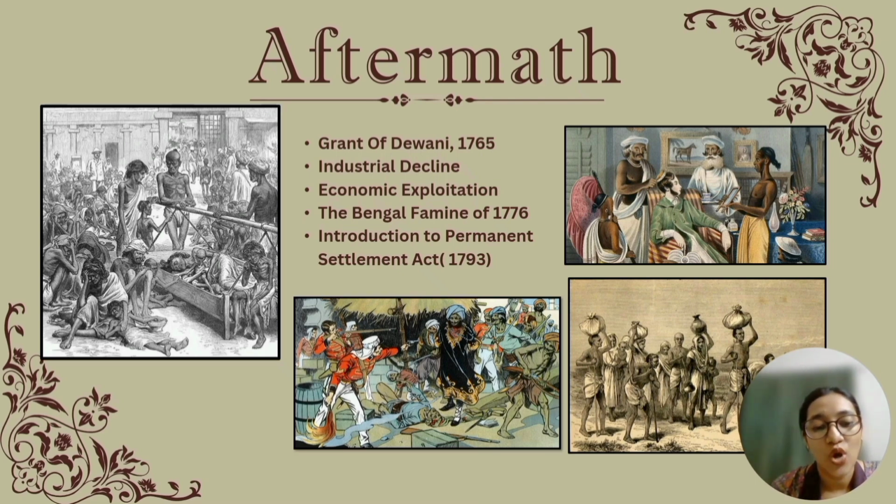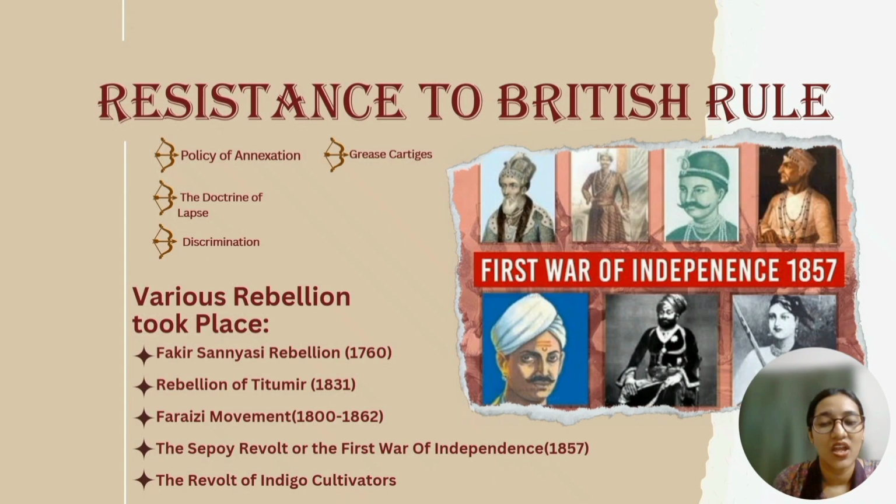Bengal also went through one of the most devastating famines, the famine of 1776, also known as Chiattorer Monontor. One-third of the population died due to the famine. The tragic consequences of the famine prompted some reforms in the British policy, such as the Permanent Settlement Act of 1793. It was an agreement between the East India Company and the landlords of Bengal.